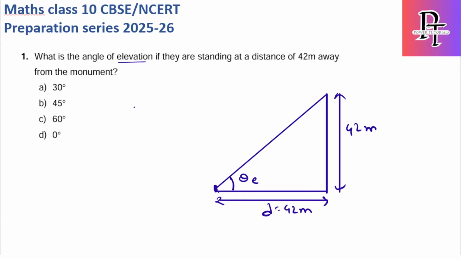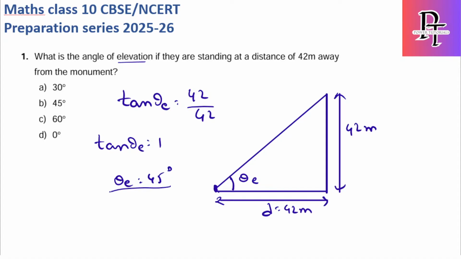So now it is very simple. Use tan theta. Tan theta e is equal to height by distance. So height is 42, distance is also 42. What is 42 by 42? Which is 1. Tan theta e is equal to 1. So which angle has tan theta value 1? The theta e is 45 degrees.